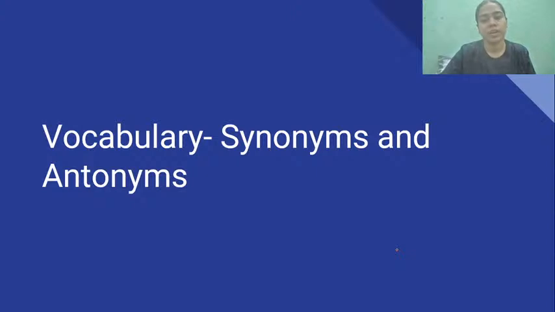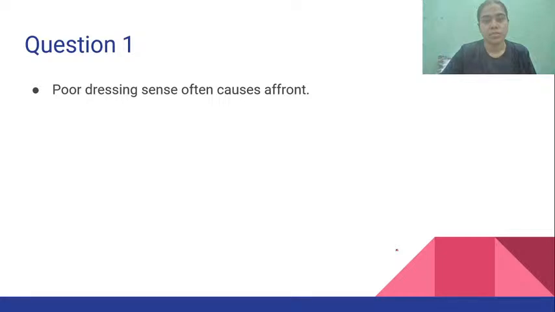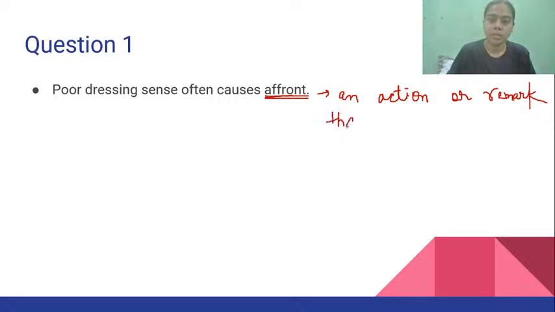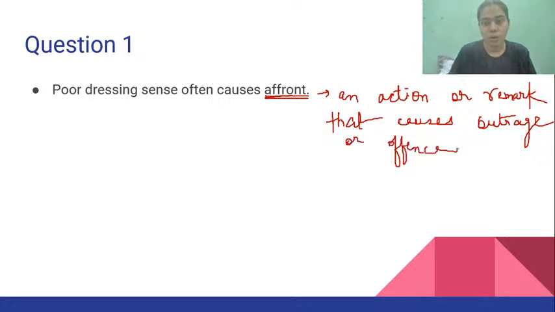Okay, so today we are again going to do vocabulary and we are going alphabetically as you know. So the first word today is, let's see, poor dressing sense often causes affront. So the first word today is affront. What's the meaning? It means an action or remark that causes outrage or offense.